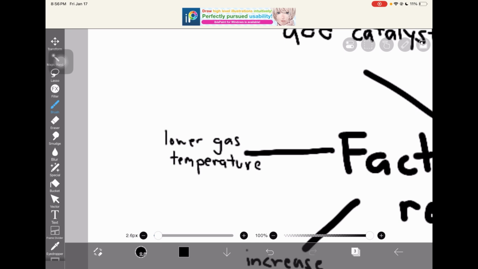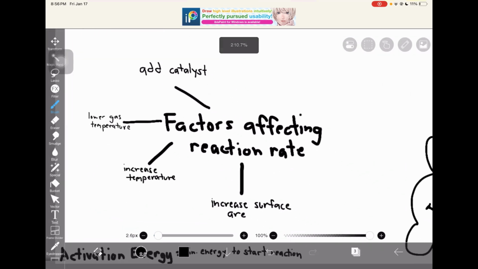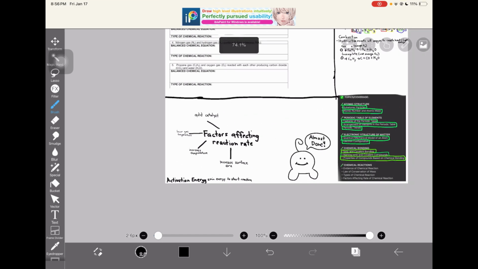Finally, you can just simply add a catalyst. A catalyst just speeds the reaction up, and it does not interfere with any of the reactants. So those are the four factors affecting reaction rate, and that's the activation energy for you.